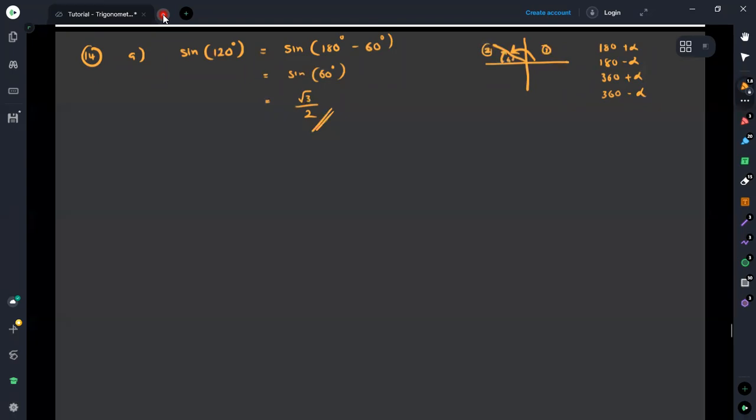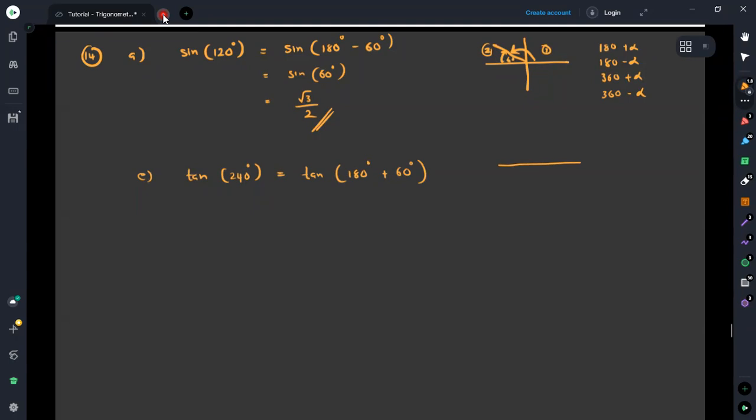In the next part, I will take tangent 240 degrees. Tangent 240, again we can simply write it using one of these concepts. Here we can say tangent 240 can be written as 180 degrees plus 60. It is now in the form of 180 plus alpha.